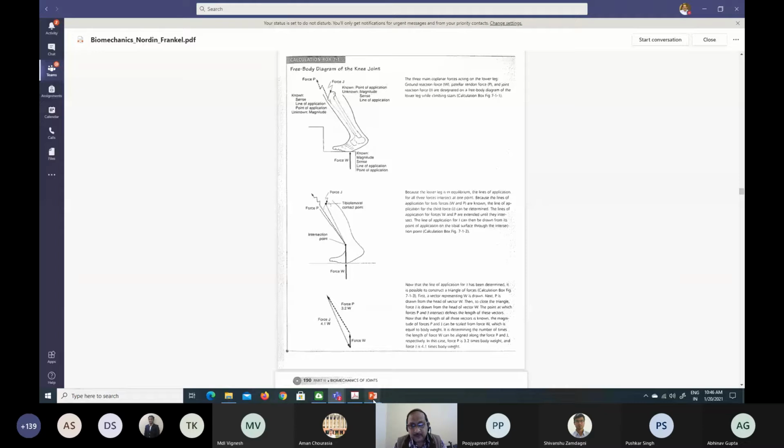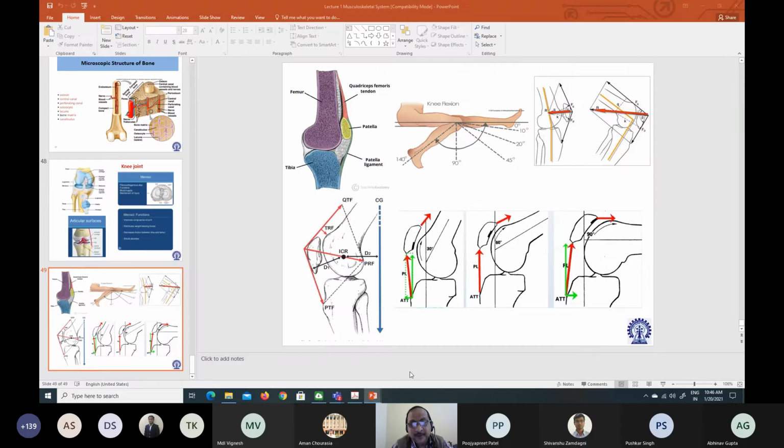Now let us come to the slide. Before I move on to some problems, I'll just try to explain to you the role of the patella.